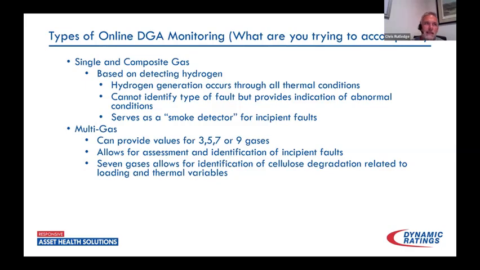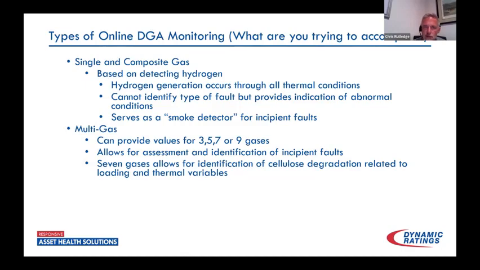Now, as I branched out here at Dynamic Ratings and dealt with a lot of utilities across the world, you see a lot of multi-gas monitors. So this could be a 3, 5, 7, 9 gas. And the big difference between these is the key gas really lets you know that you have something occurring. And I feel like if used properly, it can really give you a heads up into the seriousness of this event that's occurring in real time. And we're going to go over that in some upcoming slides.